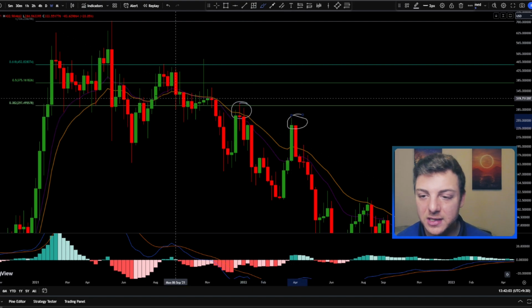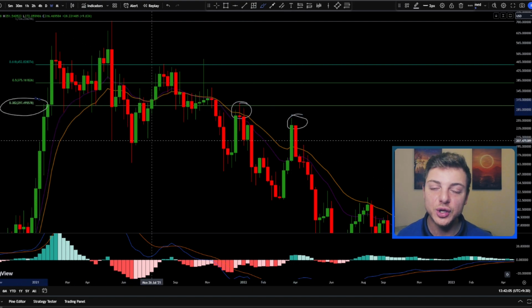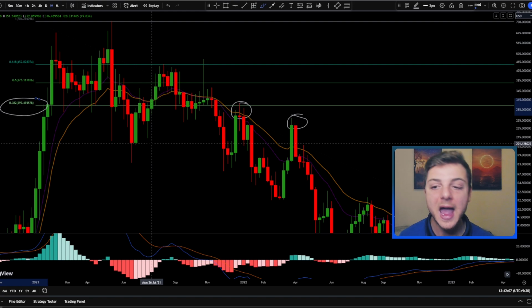It's now acting as resistance, and it also lines up with this 38.2 level. So not only have we got multiple confluence zones in the market telling us that we've got a support to resistance flip type trade in this area, we've also got the 38.2 Fibonacci retracement tool telling us that this price could be acting as a high level of resistance.